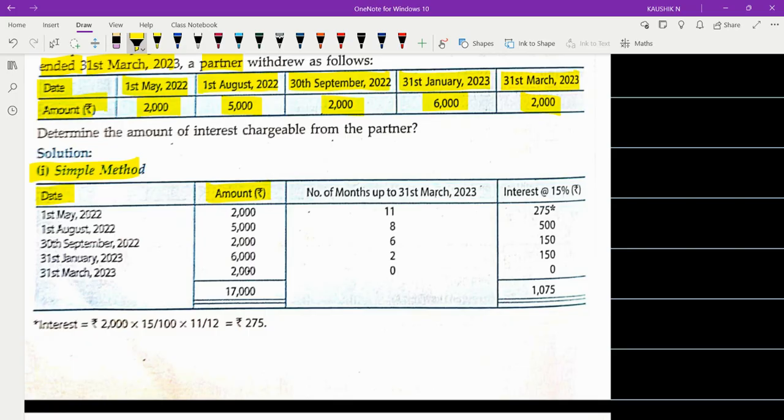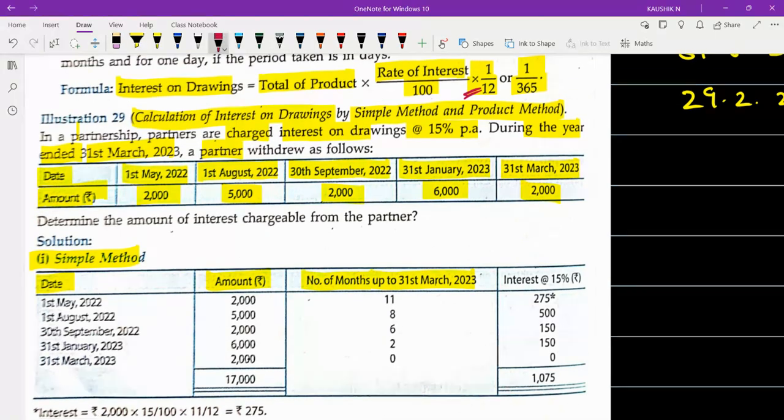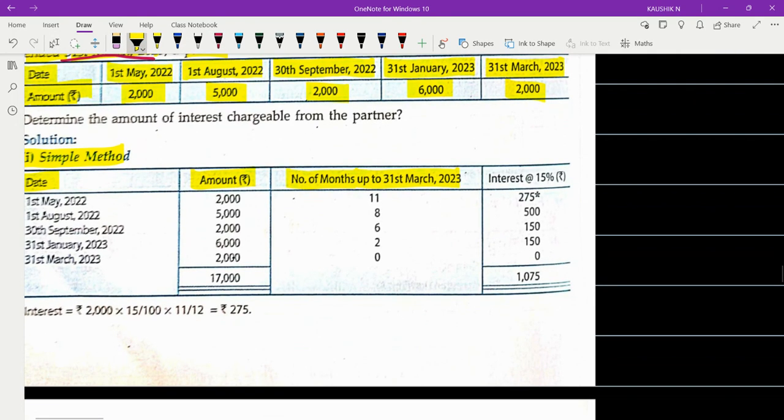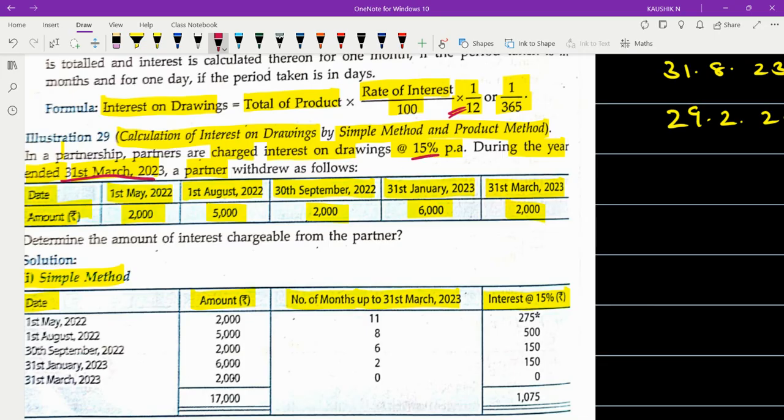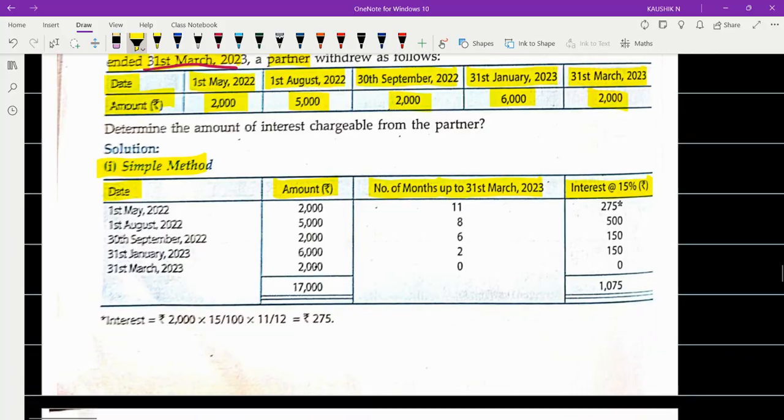You are going to introduce two columns. The first column is number of months up to 31st of March 23. That means when you are closing your books of accounts, up to the date of closure. So number of months up to 31st March 23. And then you calculate interest at the rate of what percentage? The question says interest is being charged at the rate of 15 percent. So that is a heading: interest at the rate of 15% and amount in terms of rupees.